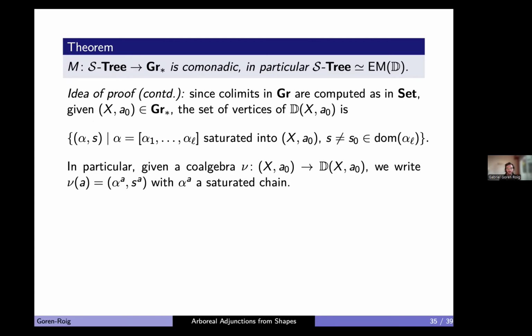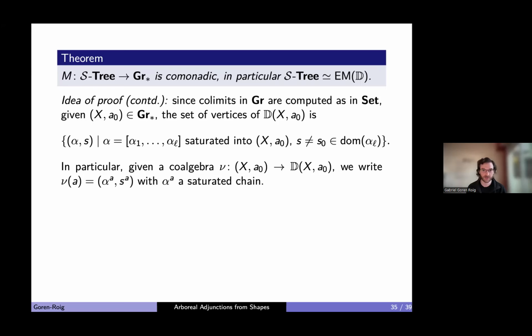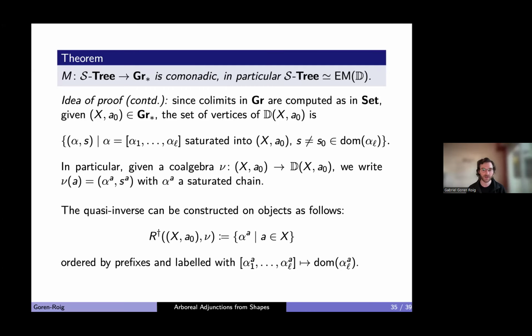And then, in particular, the coalgebra, we can look at how it acts on every vertex. It's a graph homomorphism, so it acts on vertices, and it sends each vertex A to some tuple, in particular, some saturated chain. So this is how we can obtain a tree out of the coalgebra. What we do is look at all the saturated chains that are in the image of this coalgebra map, ordered by prefix order and labeled with the obvious label as we've been doing, which is the domain of the last morphism.